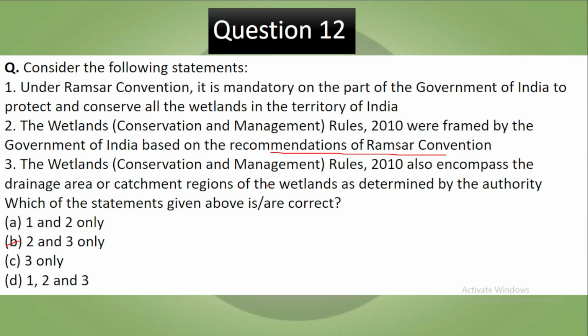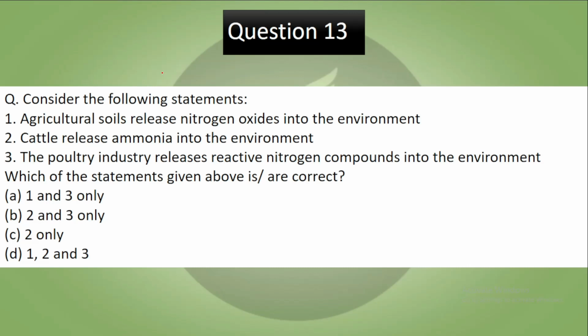2 and 3 both are correct. This is a conceptual question. This is a very extreme statement. You can see it is mandatory on the part of the government to conserve all the wetlands within the territory of India. It says to conserve, but it's not mandatory to conserve all. So you can eliminate, or you could have just this. So this is a conceptual question. Your correct answer is B.